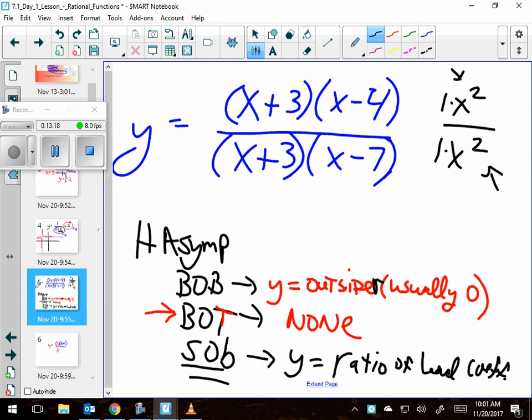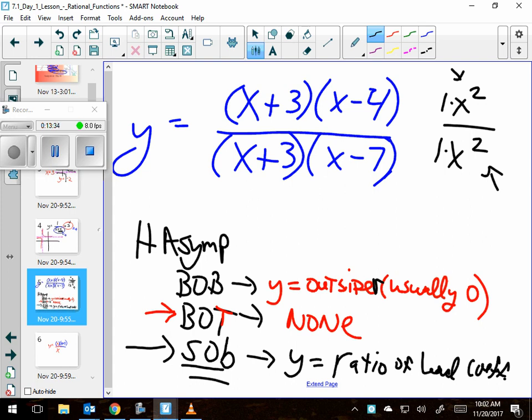And then lastly, could be a bot, or a sob. And that's where they're the same on top and bottom. We use that one a lot. We like that one on tests because it's the hardest one, and we usually like to throw that in for an R3 kind of a question.